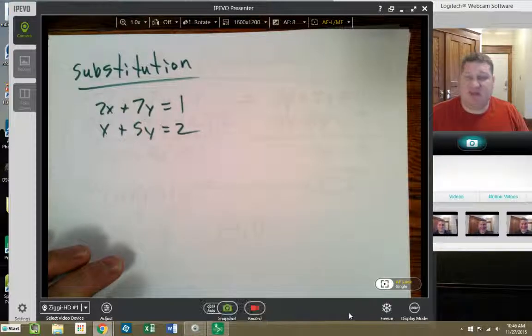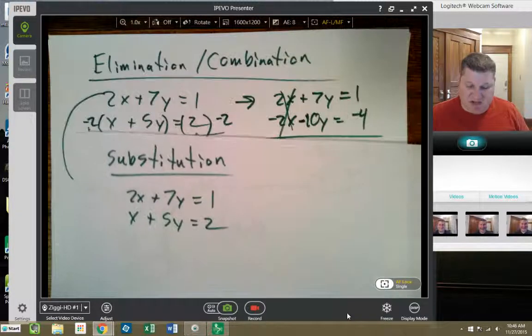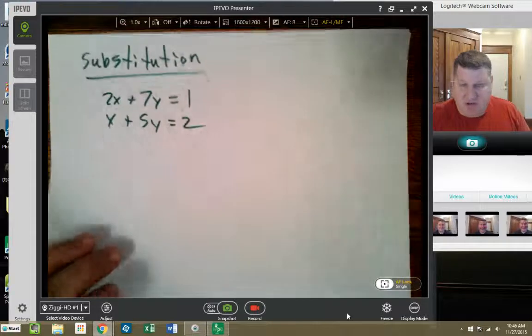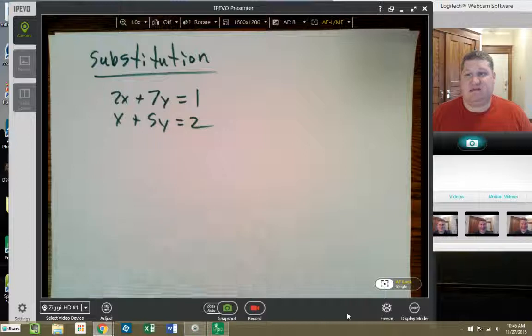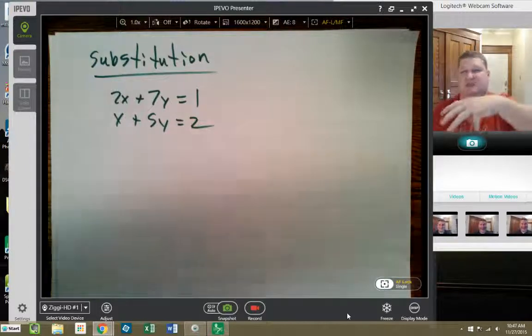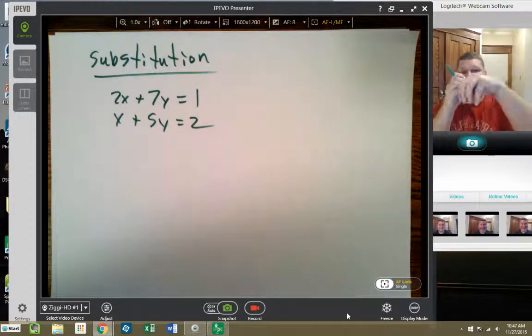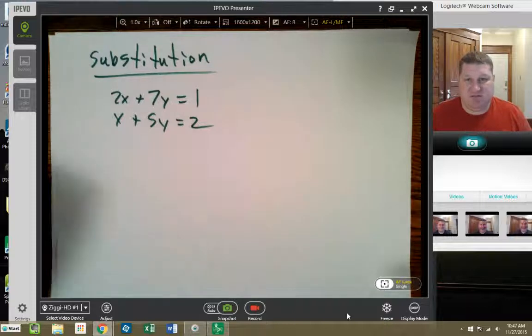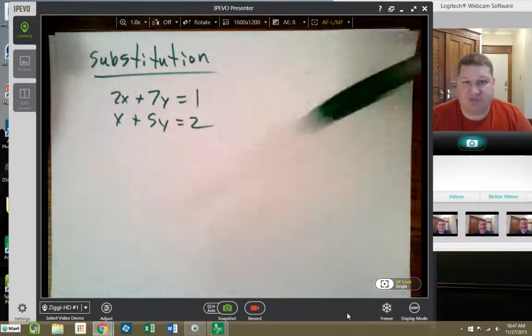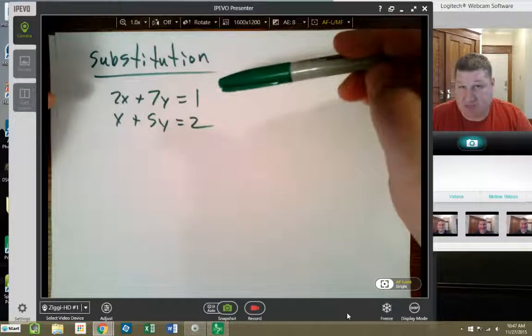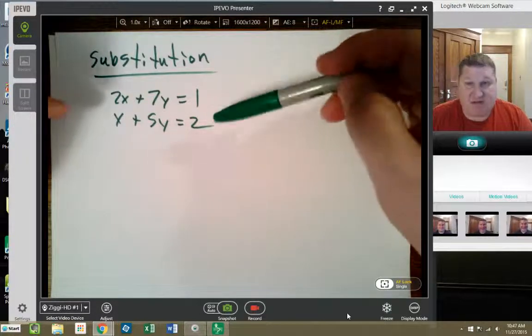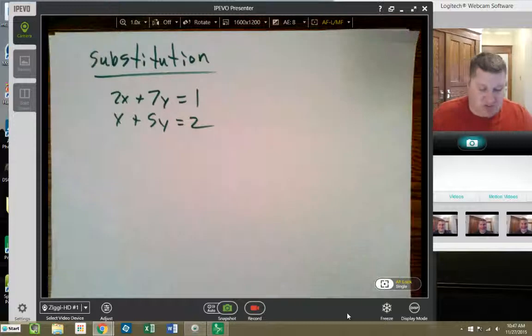Okay, ladies and gentlemen, since we've already done elimination combination, we're now going to do substitution. Now, substitution is exactly what it means. You're going to pull one thing out, you're going to put something else in. So you're going to take something out, put something else in for it. Now, does it matter what variable I use? No. Does it matter which equation I use? No. In this case, we're going to choose x.